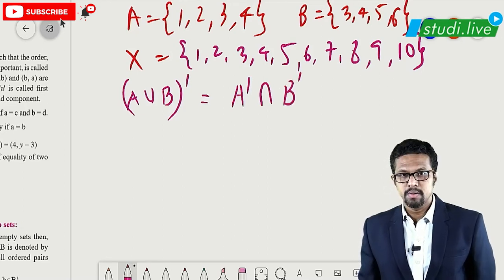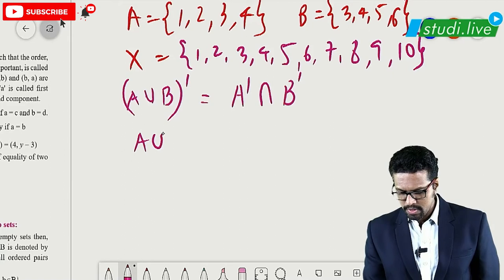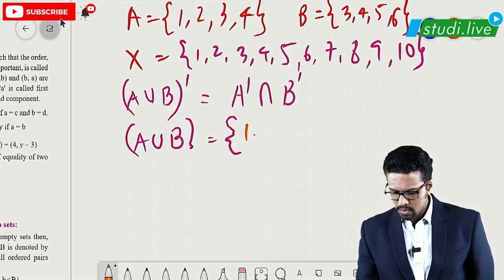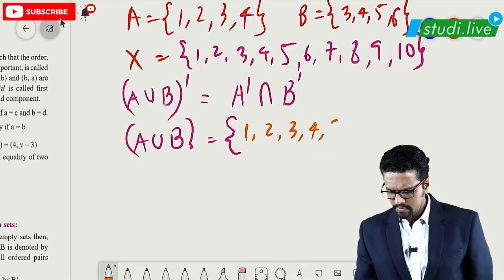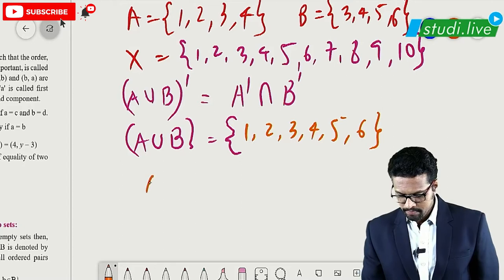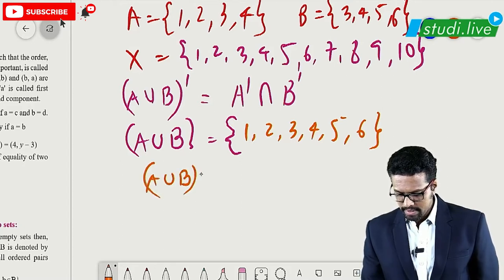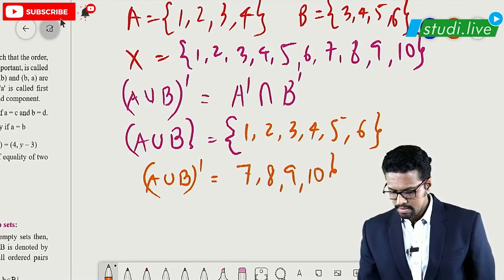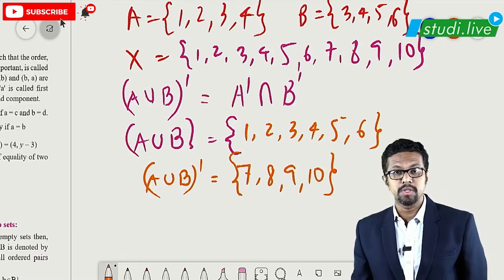The property we have to verify is that (A union B) complement is A complement intersection B complement. First of all, we will have to find A union B, so all the elements in sets A and B. That is 1, 2, 3, 4 of course, and we will have 5 and 6. Now when we write the complement, we will remove 1, 2, 3, 4, 5, 6 from the universal set. All this part will be gone. What will be left is (A union B) complement, which will be equal to 7, 8, 9, 10.